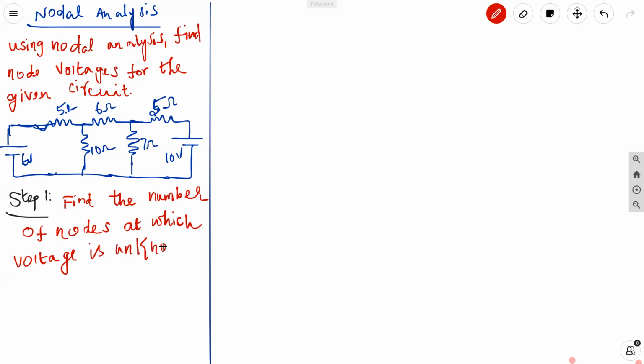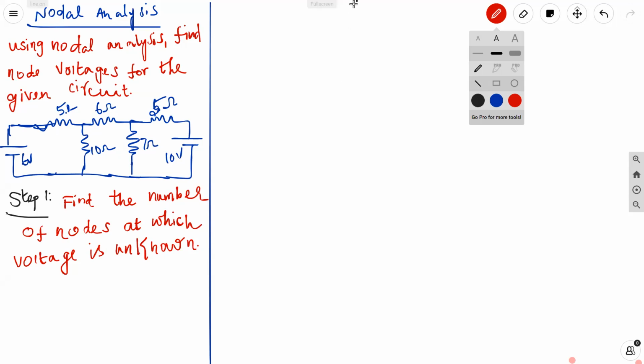Okay, right? So let us figure out for this particular circuit how many nodes there are. Forget about whether the voltage is known or unknown. You first try to find out for the given circuit how many nodes there are. First, tell me, in this circuit how many nodes are there? Anyone?